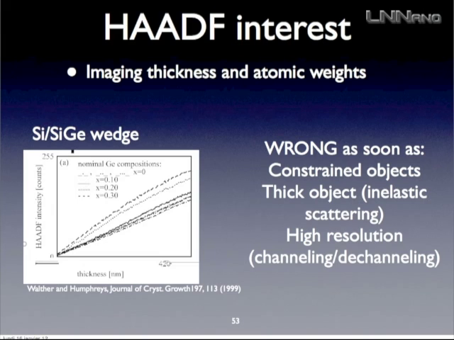For example, if you have constrained objects, and especially if you don't take very high angles, if you have thick objects, as you see here, and when you are doing high resolution, or to be really clear, when you are working along a zone axis, where you can have channeling that changes the intensity of the HADF signal. So be careful with that.